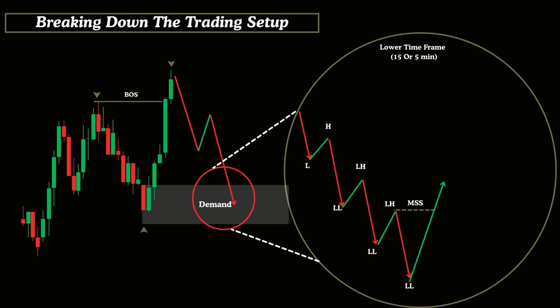This market structure shift indicates that the temporary bearish movement is losing strength and bullish momentum is likely returning. At this point, price is expected to realign with the overall trend of the higher time frame. Once the bullish structure is confirmed and we anticipate price to pull back, the next step is to search for a buying opportunity.